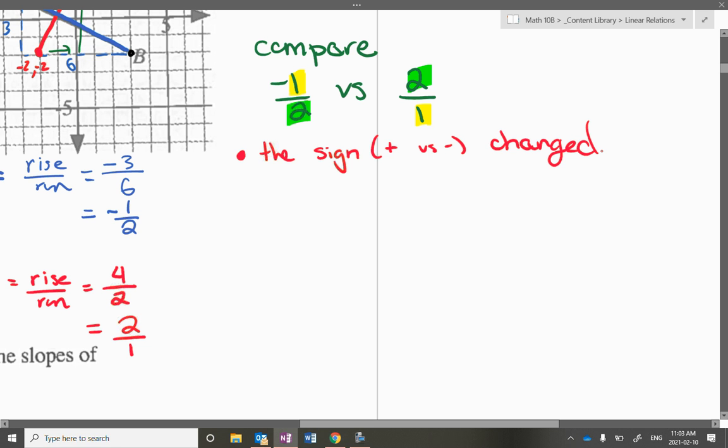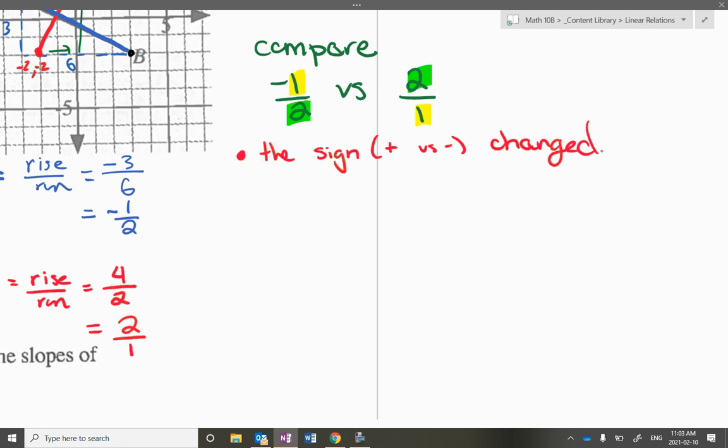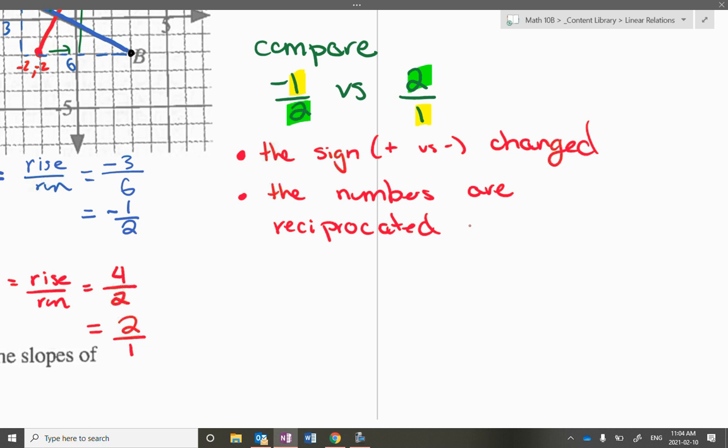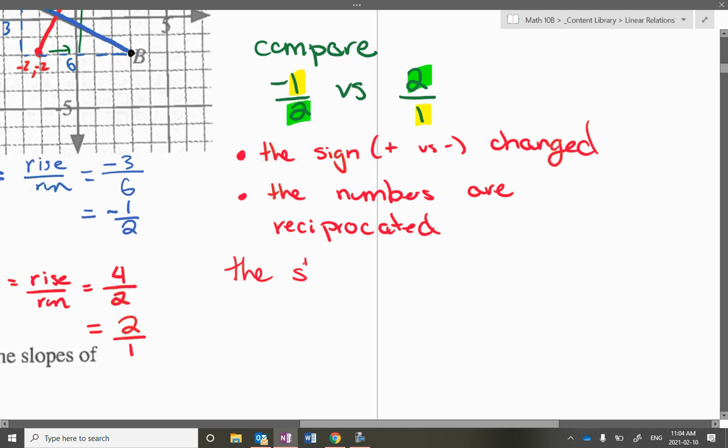The math term for moving my numerator to my denominator is that the numbers are reciprocated. On an investigation, do I expect you to remember the word reciprocated? No. You can describe my numerator moved to the denominator and vice versa. That's just fine. That's the rule for perpendicular slopes. The math way of saying this, you would say the slopes are negative reciprocals.